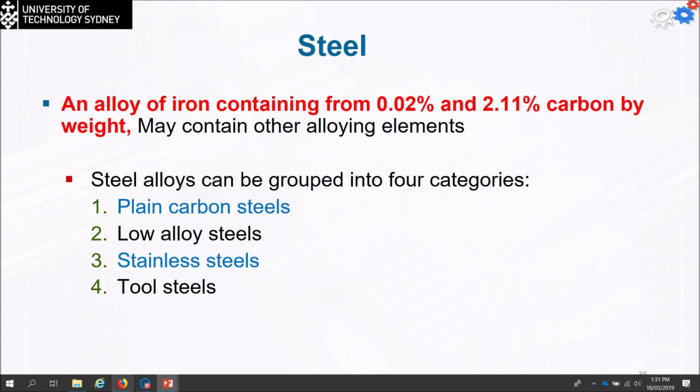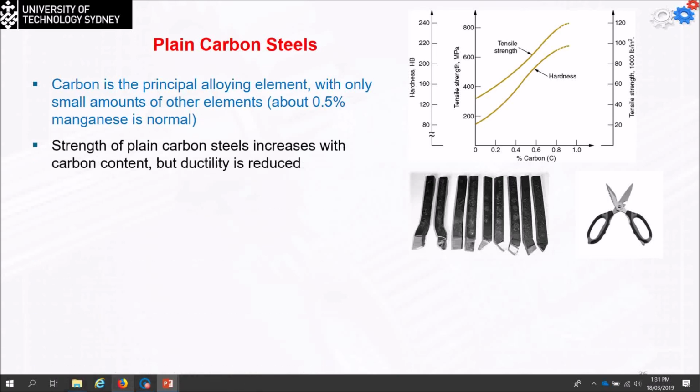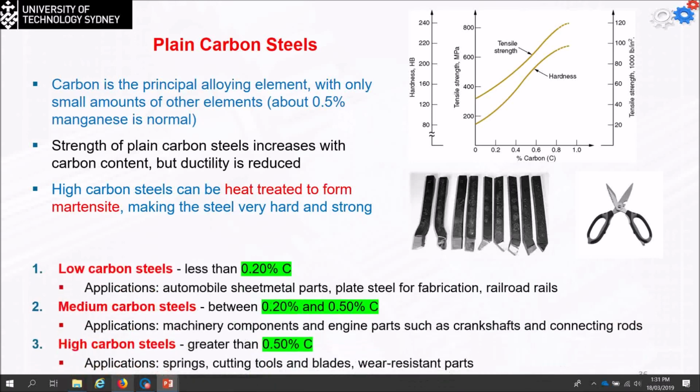That's the plain carbon steel, in which carbon is the principal alloying element with only a small amount of other elements, for example 0.5% of manganese is normal. The strength of plain carbon steel increases with the carbon content, but the ductility is reduced. High carbon steel can be heat treated by martensitic transformation, making the steel very hard and strong. Low carbon steel has only up to 0.2% carbon, medium carbon steel contains between 0.2 and 0.5% carbon, and high carbon steel has higher than 0.5% carbon.